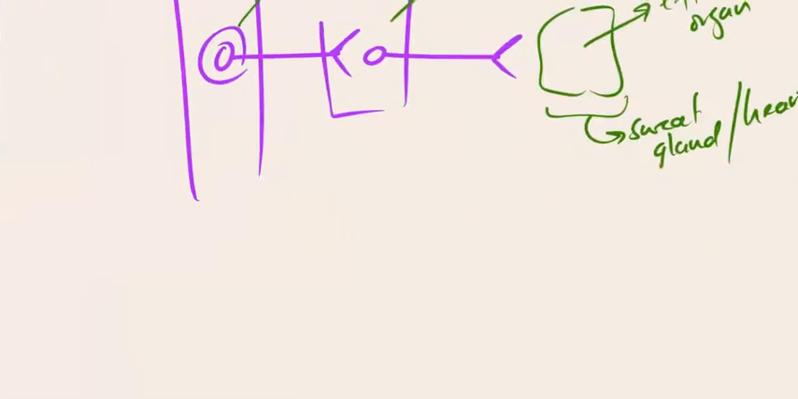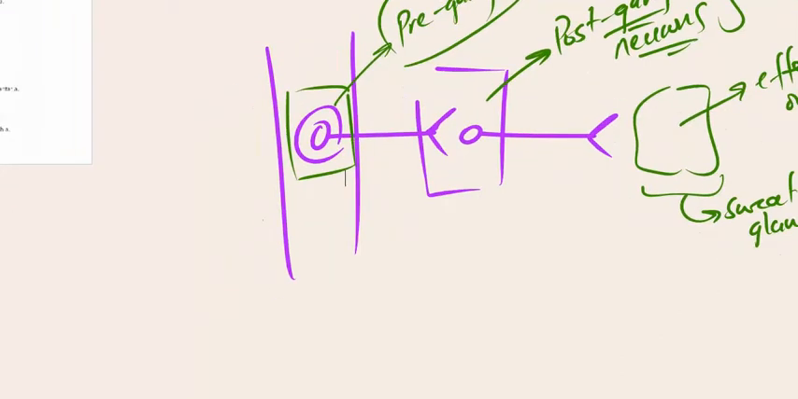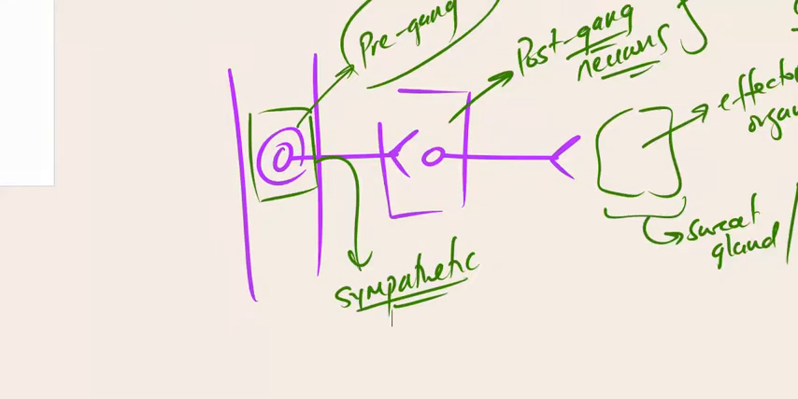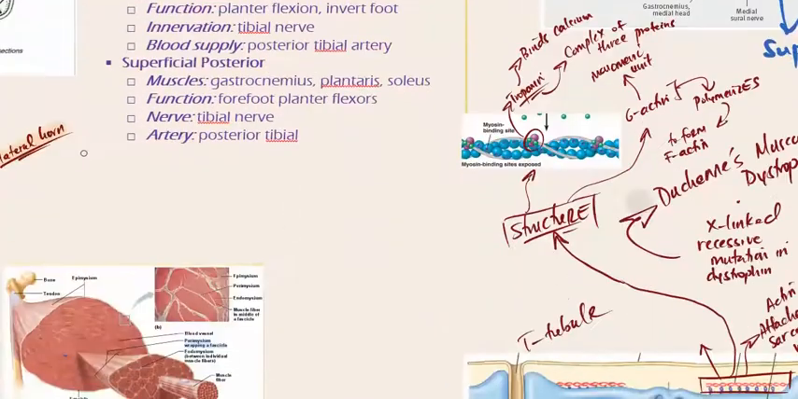All right. So for this preganglionic, the sympathetic, the cell bodies of the preganglionic sympathetic neurons are found in the lateral horn, right? This is the lateral horn right here.